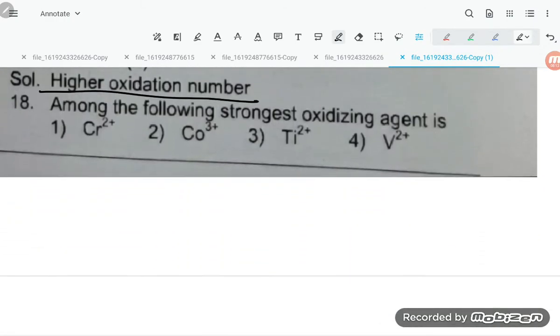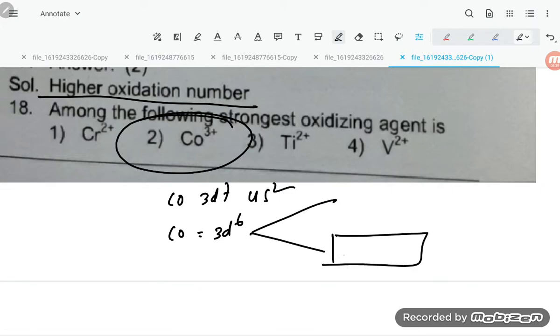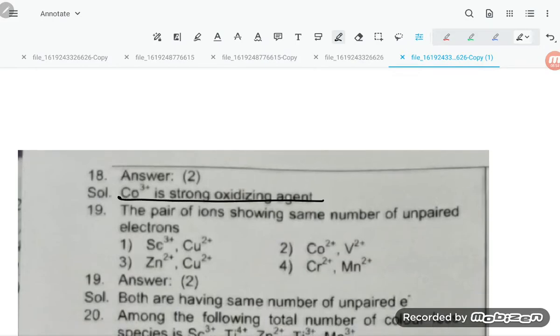Among the following, the strongest oxidizing agent is: Cr2+, Co3+, Ti2+, V2+. So the correct option is Co3+, student. Co is 3d7 4s2, so Co3+ will be 3d6. It can easily accept an electron, so it acts as an oxidizing agent. Co3+ is a strong oxidizing agent.